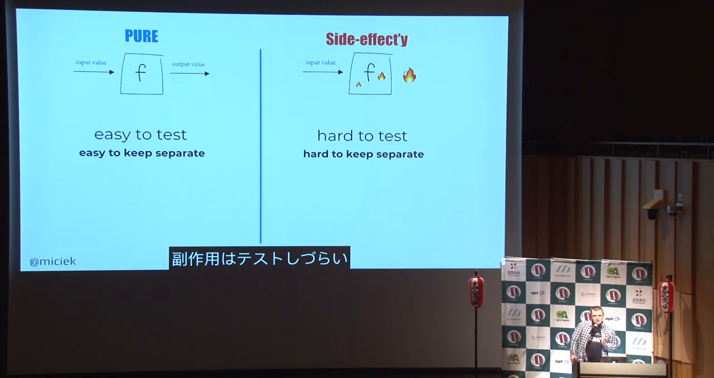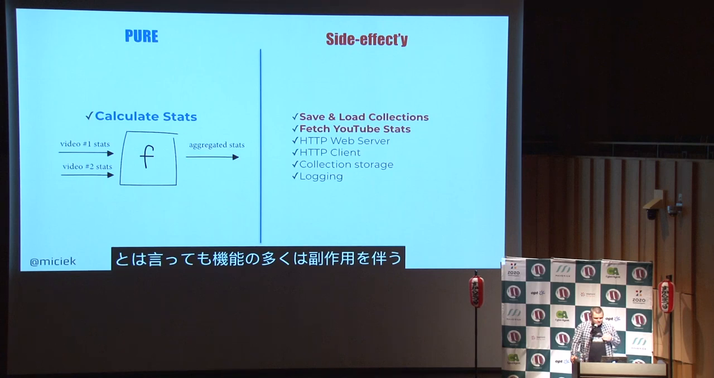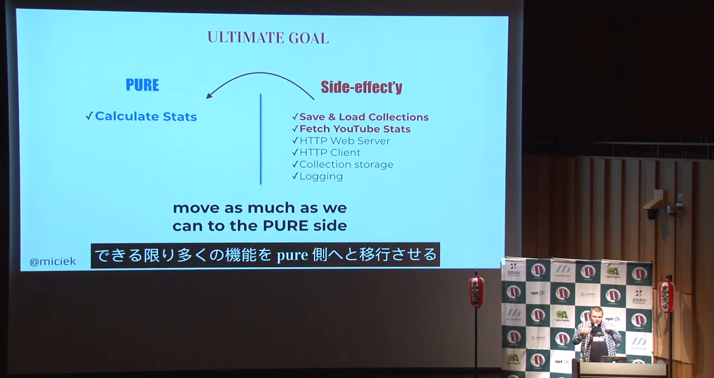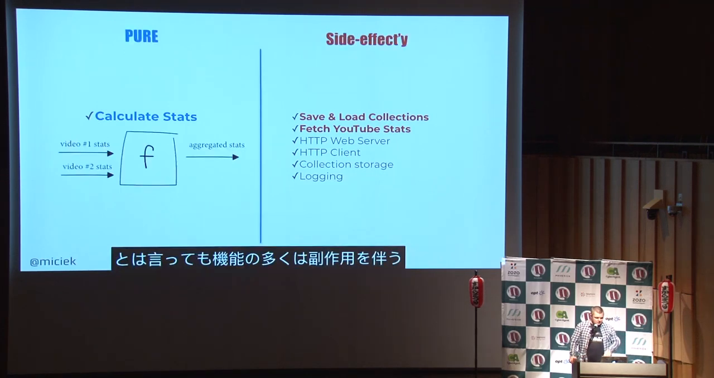But functional programming tends to have many of those things transferred to the other side. Our ultimate goal is to move as much as possible from the right side, the dark side of the force, the side-effecty code, into the pure world. We want to have as many things on this side as possible. So when you think about that, calculate stats is the one function that we can think of as pure.